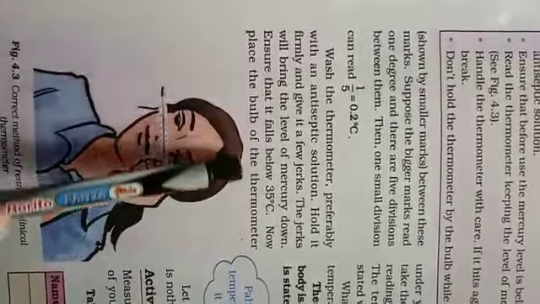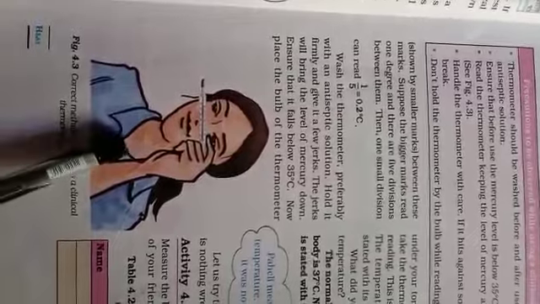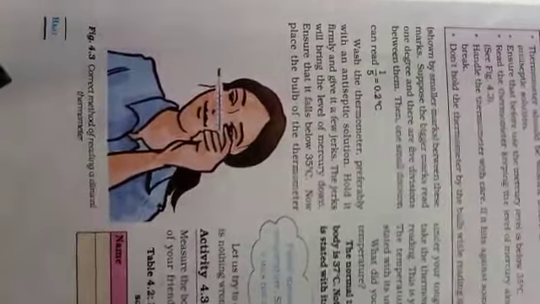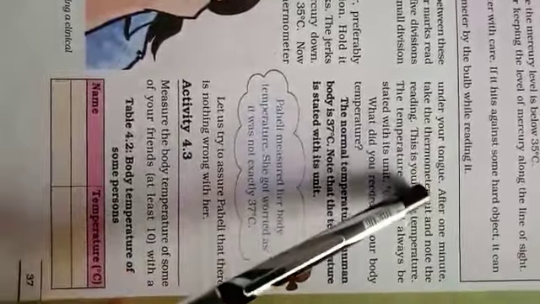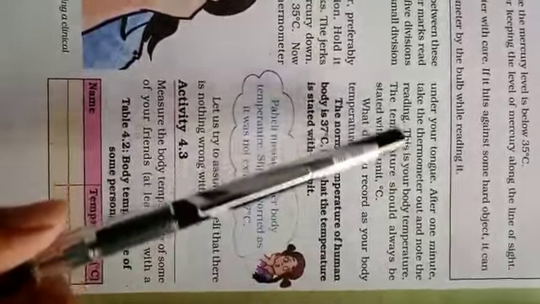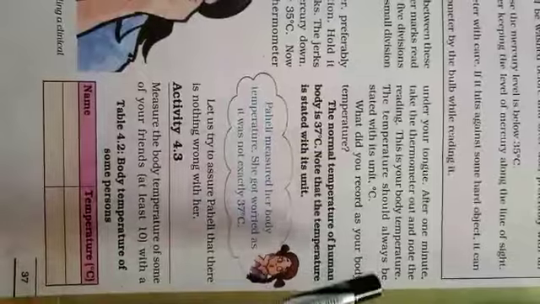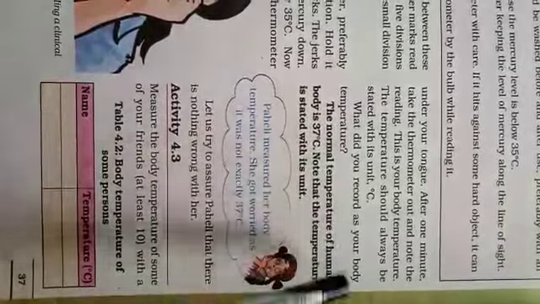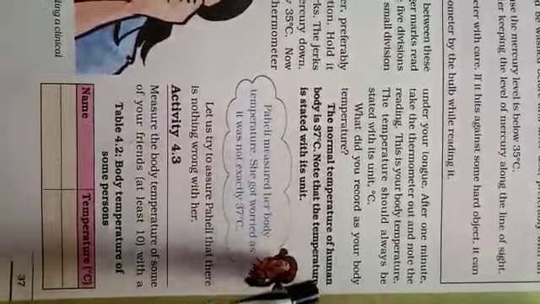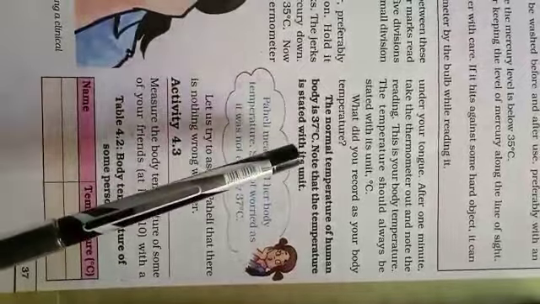Now place the bulb of the thermometer under your tongue. Students, this picture shows the correct method of reading a clinical thermometer. You can see it in your textbook, page number 37. After 1 minute, take the thermometer out and note the reading. This is your body temperature. The temperature should always be stated with its unit, C. What did you record as your body temperature? The normal temperature of the human body is 37 degrees Celsius. Note that the temperature is stated with its unit.